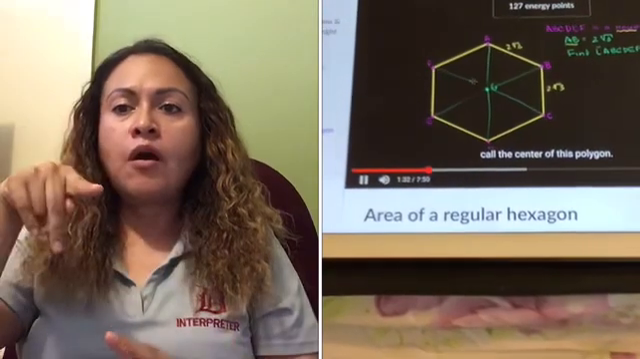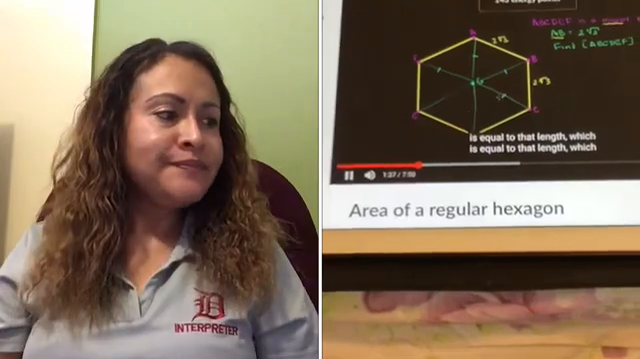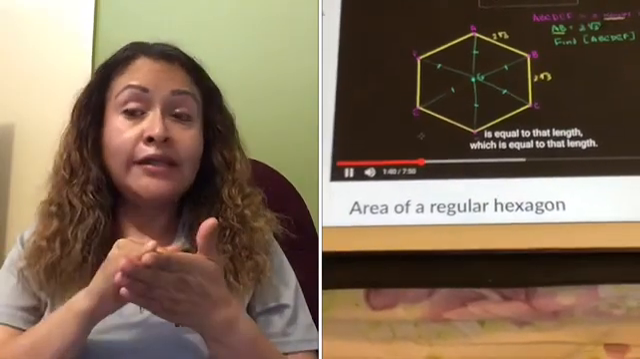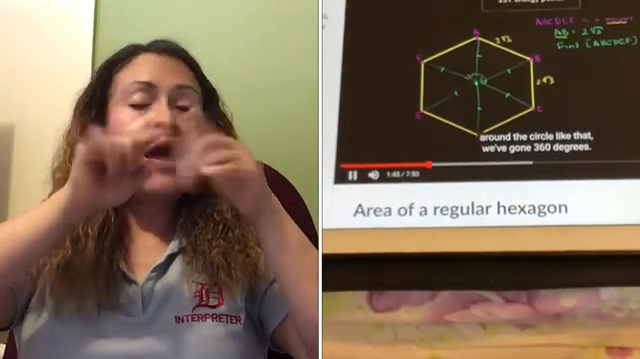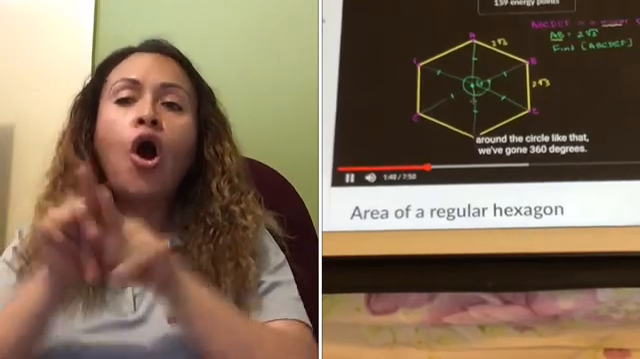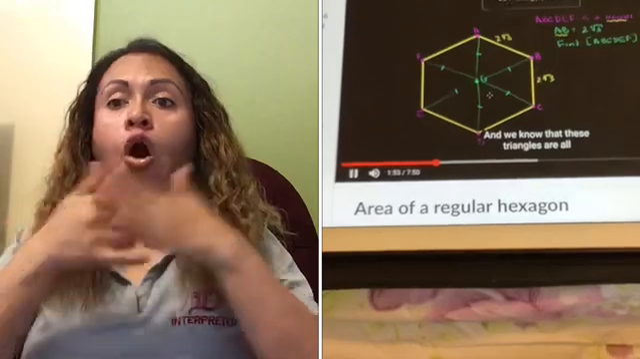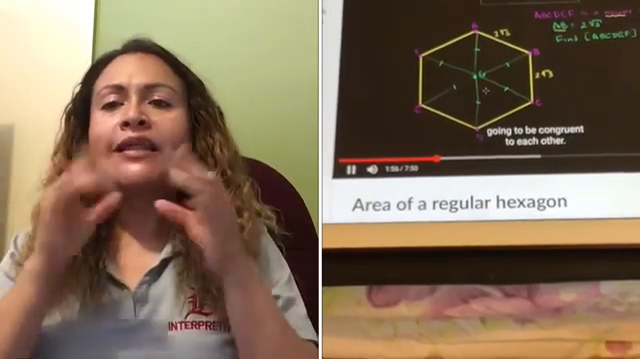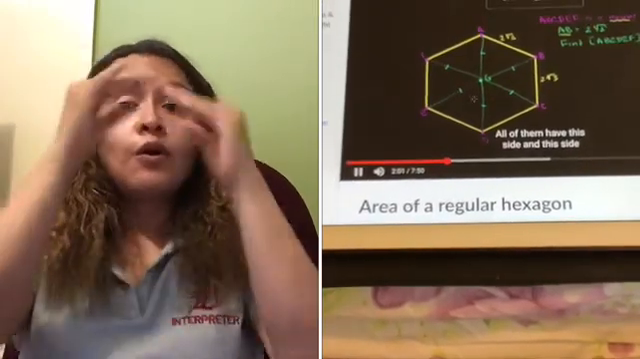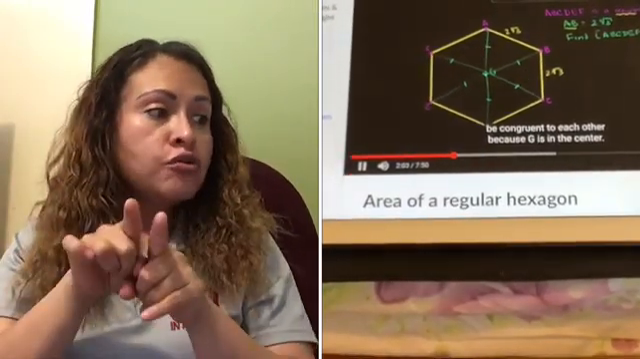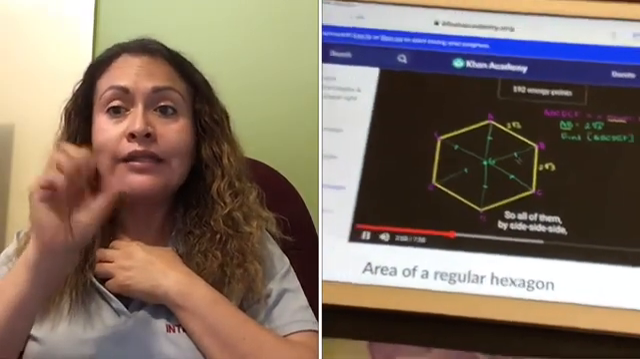And we know that this length is equal to that length, which is equal to that length, which is equal to that length, which is equal to that length, which is equal to that length. We also know that if we go all the way around a circle like that, we've gone 360 degrees. And we know that these triangles are all going to be congruent to each other. There's multiple ways that we could show it, but the easiest way is, look, they have 2 sides. All of them have this side and this side be congruent to each other because G is in the center. And they all have this third common side of 2 square roots of 3. So all of them, by side-side-side, are congruent.